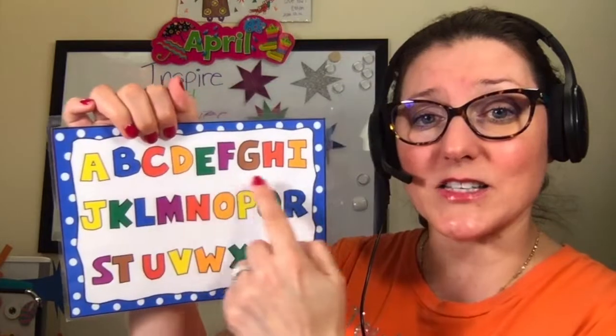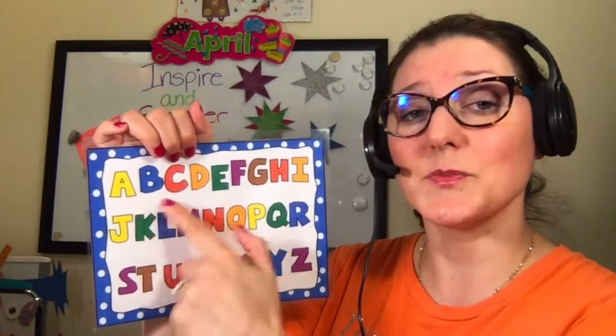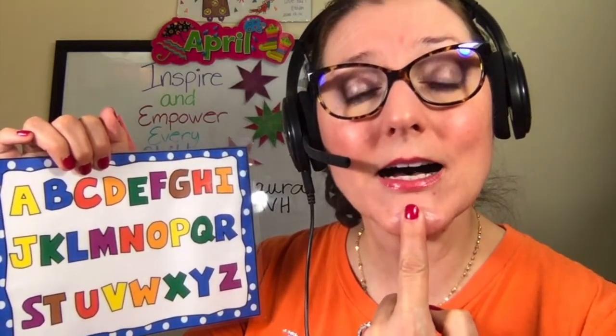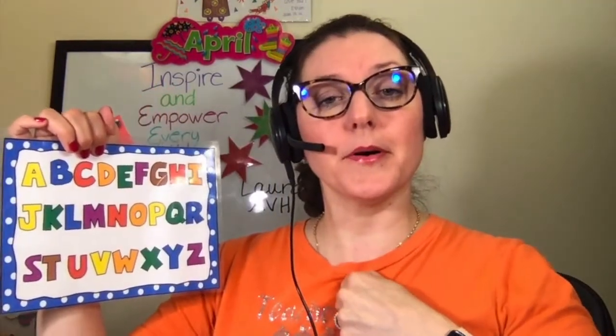Let's check it out. Just as each letter has a specific letter sound, each letter has a specific action. For example, A makes the sound a, like when you go to a doctor and they check your mouth. B makes the sound b, like your heartbeat.